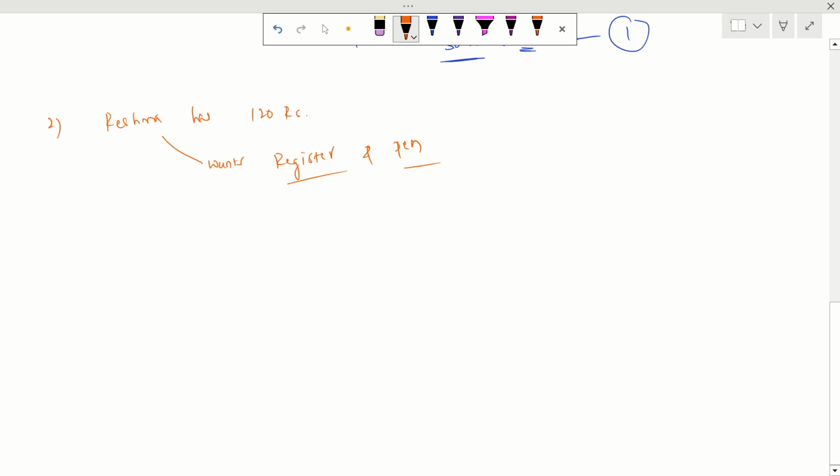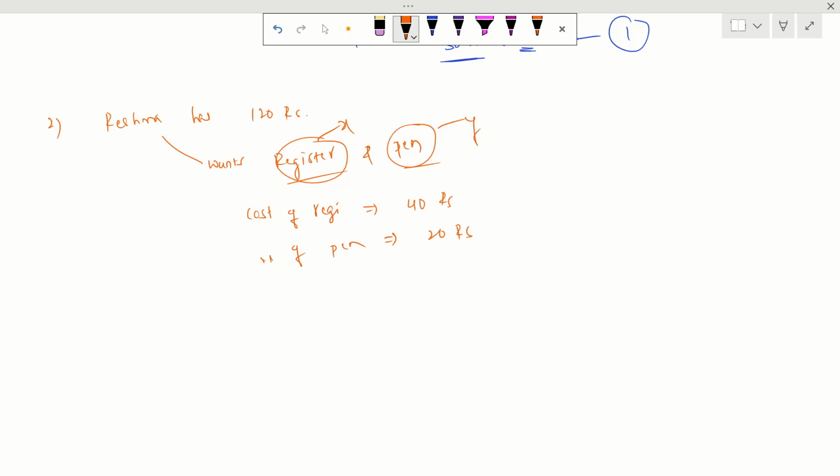The cost of a register is 40 rupees, and the cost of a pen is 20 rupees. We don't know how many registers she wants, or how many pens she wants. Suppose x is the number of registers, and y is the number of pens.